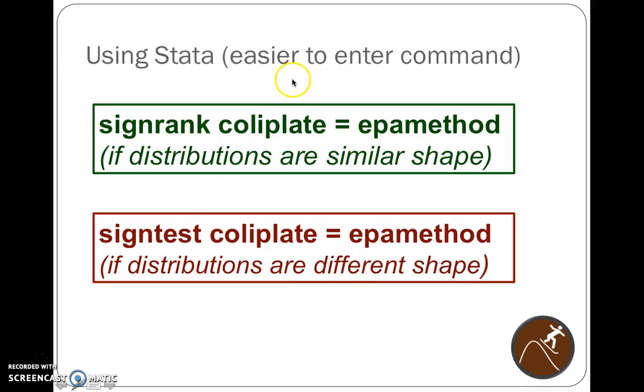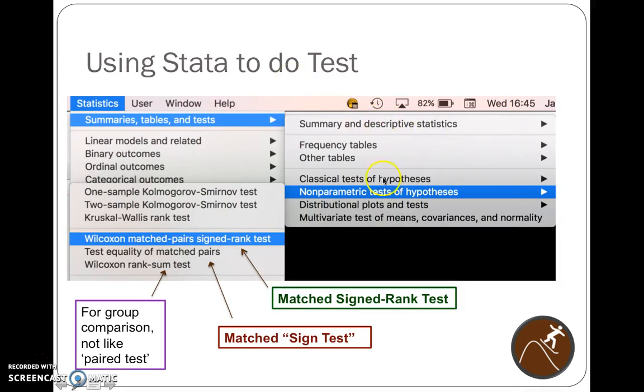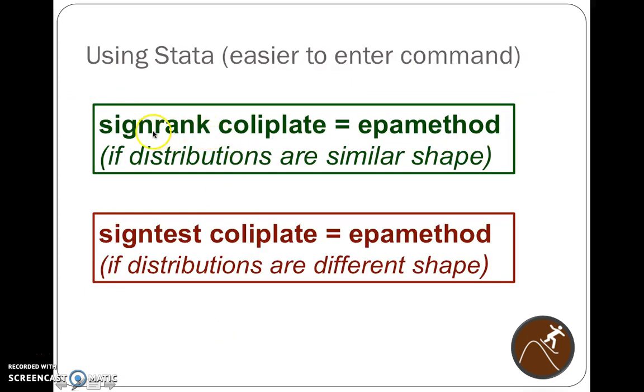So using Stata, rather than pushing and clicking on these buttons, and the buttons after this are also confusing, it's just easier to type in signrank Coliplate, saying that we're doing the sign rank test, and we want to test whether Coliplate is equal to EPA method. And that's assuming that the distributions are of similar shape. And they look pretty similar to me.